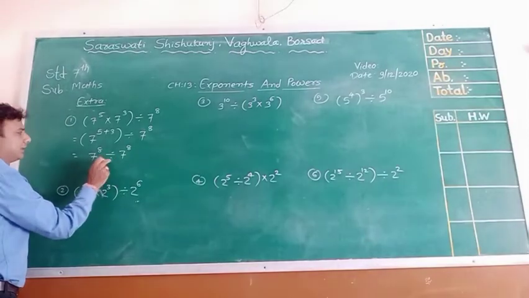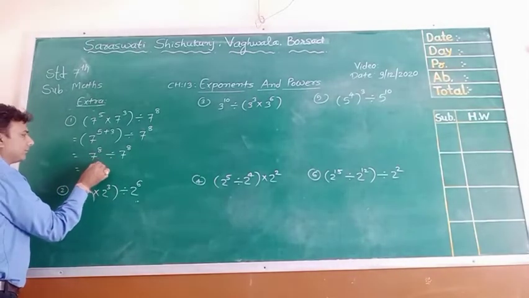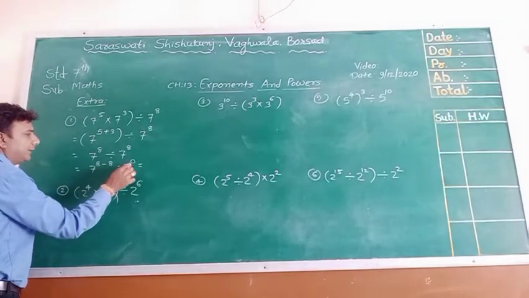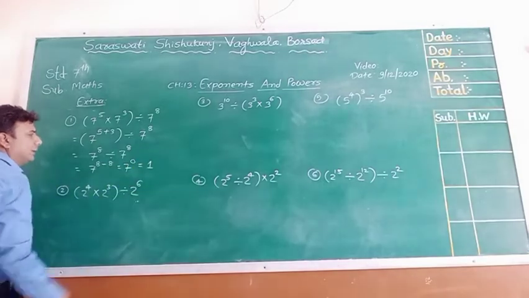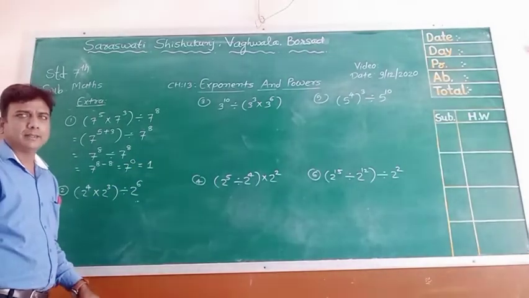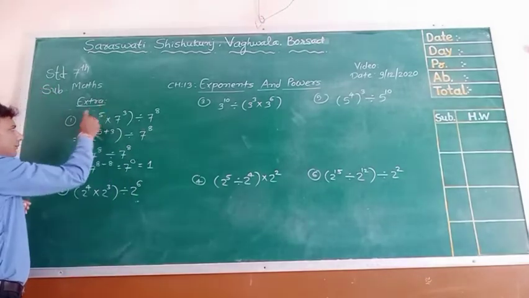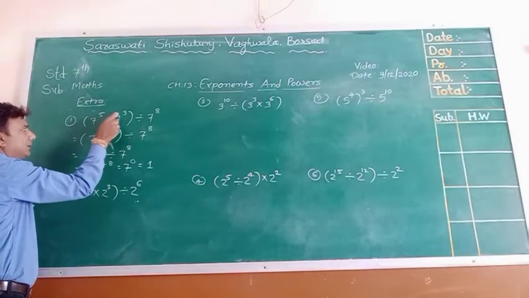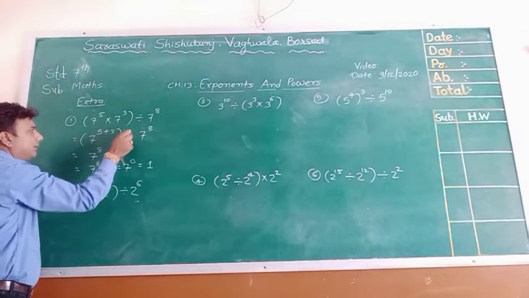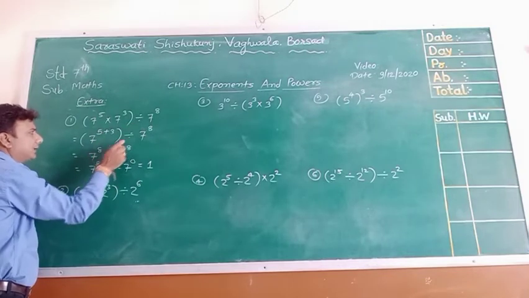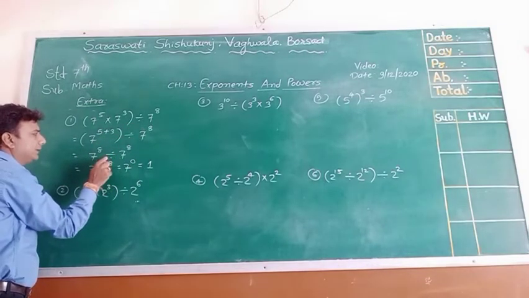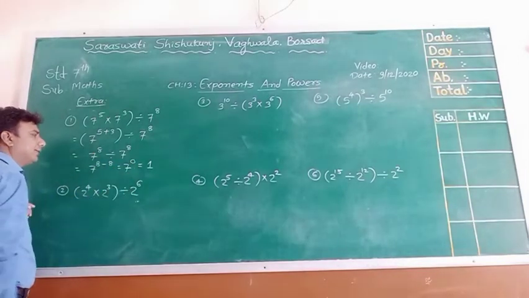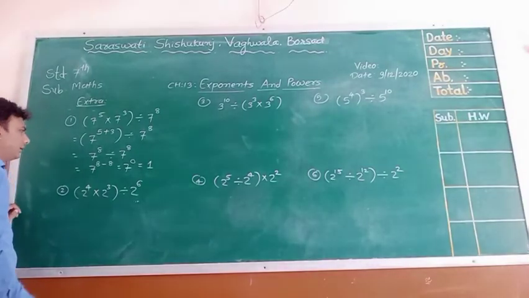Same base division, subtraction of their powers. 8 minus 8 is 0, and if any base has power 0, our answer is always 1. We know this rule. Once again I repeat this sum. First we will simplify this small bracket. Same base multiplication, sum of their powers, 5 plus 3, divided by 7 raised to 8. 5 plus 3 is 8, divided by 7 raised to 8. Same base division, subtraction of their powers. 8 minus 8, 7 raised to 0, and any base with power 0, the answer will be 1 there.